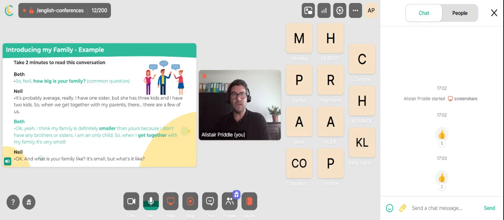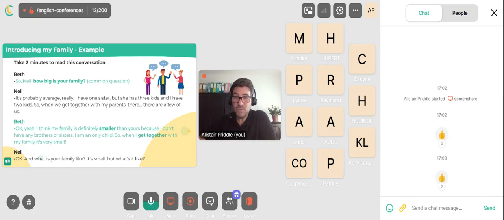Okay, so we've got an example conversation. I'm going to read through. I'd like you guys to listen and to read through as well this conversation. It's on this screen and the next screen as well. So I'm going to read out, have a listen, and read at the same time if you can.